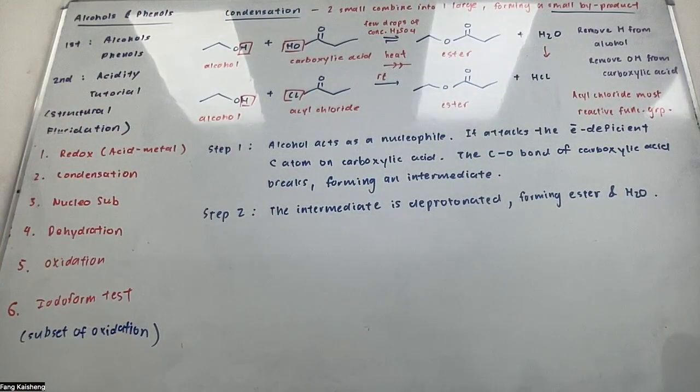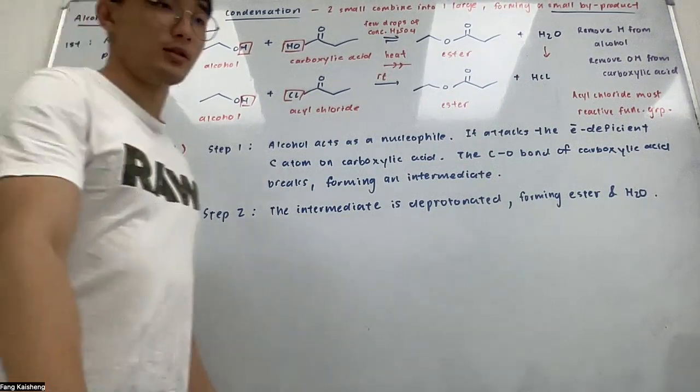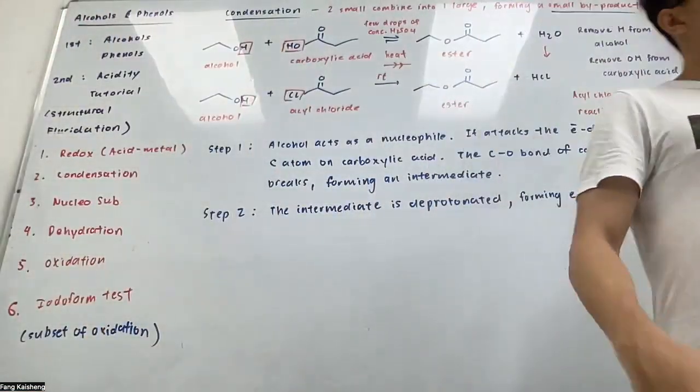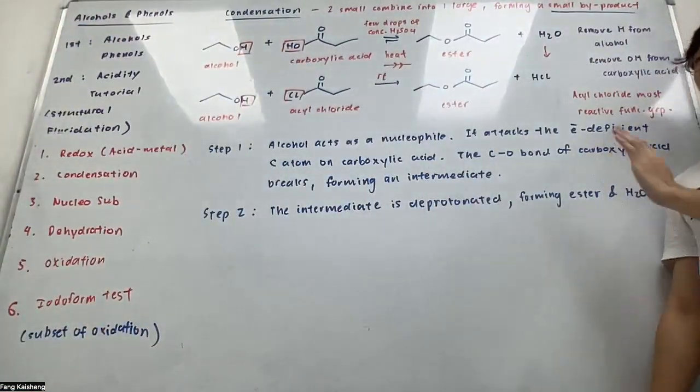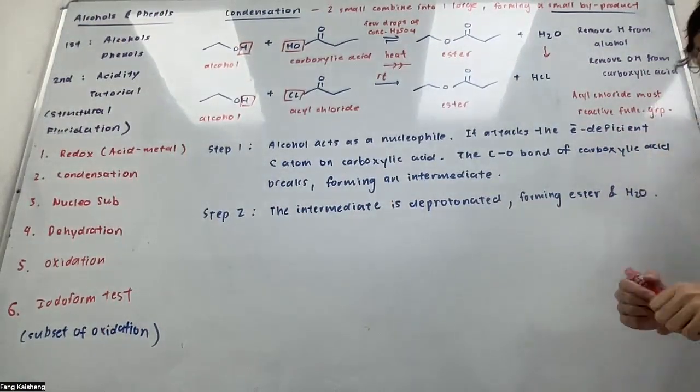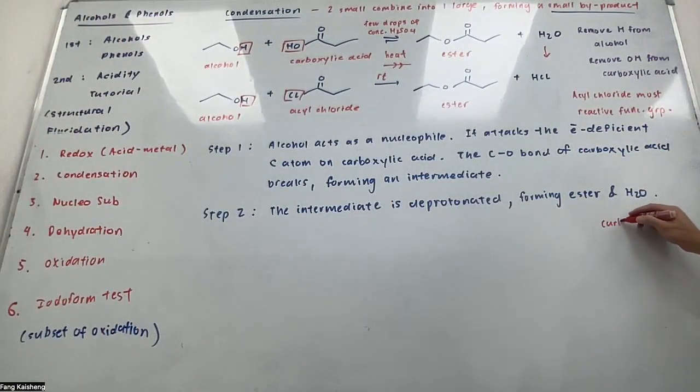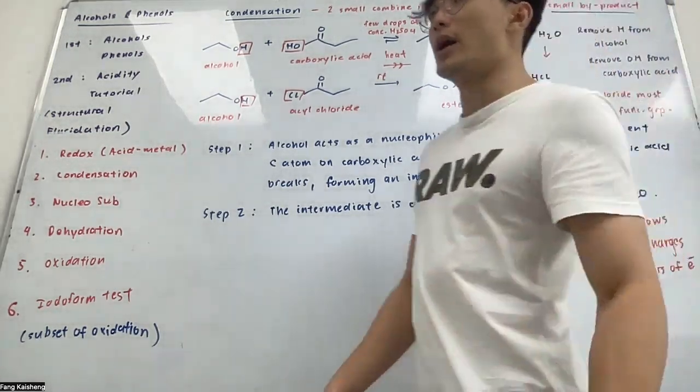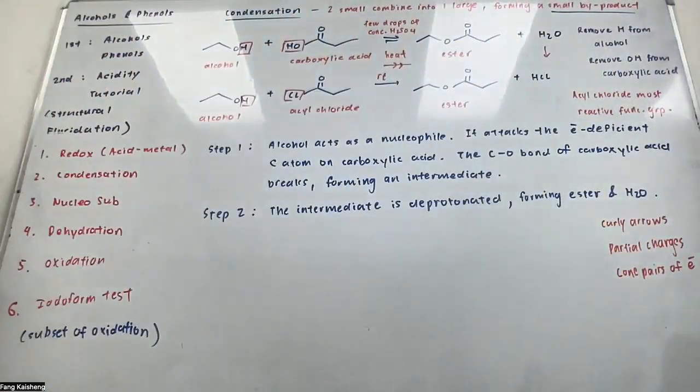What I just wrote on the board are the instructions to the mechanism. Your job is to follow the instructions carefully and try to draw all the curly arrows, the partial charges, and any lone pairs of electrons. That's what the exam question will ask you to do also. Include these three things. If any one of them is missing, that means your mechanism is probably missing something. It's probably wrong.